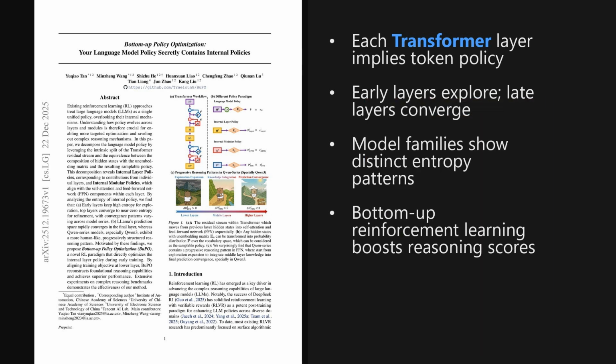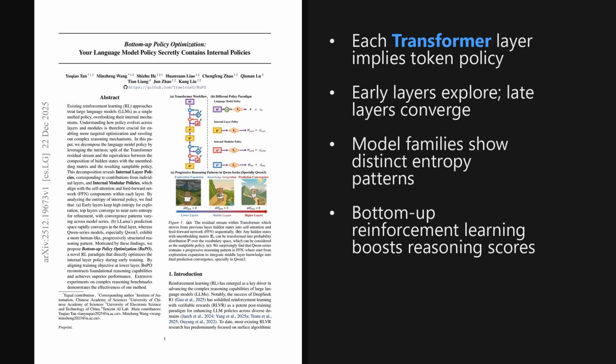I'm Alex. Today we are looking at a paper from the Hugging Face trending list, published on December 22nd, 2025, about 2 days ago. This paper argues that a large language model is not one single policy at all, because every layer and even each attention or feed-forward component implies its own sampleable internal policy, and the authors use that idea to create bottom-up policy optimization, which beats standard reinforcement learning baselines on hard reasoning benchmarks.